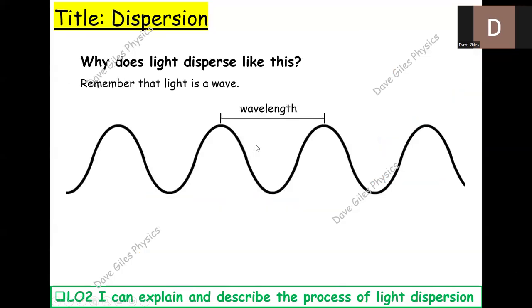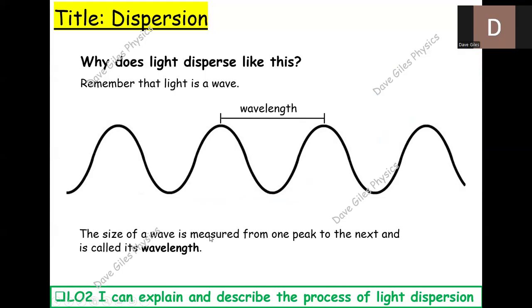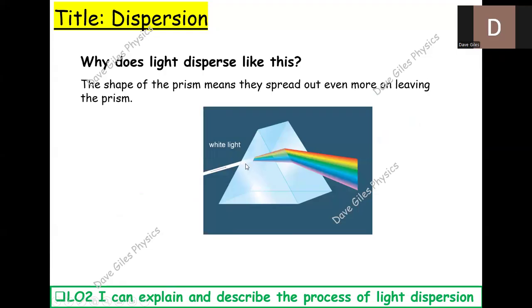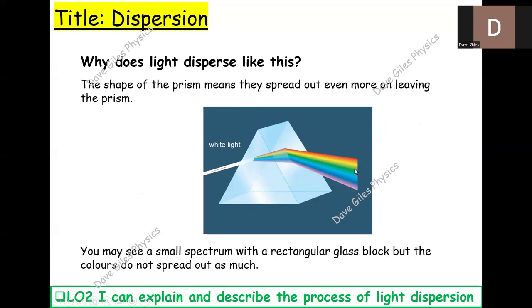So why does light disperse this way? So remember that light is a wave, and this here is the wavelength from one peak to another. The size of a wave is measured from one peak to the next and is called its wavelength. The shape of the prism means it is spread out even more on leaving the prism, like this. So they are refracted inside, then they are refracted again when they leave. You see a small spectrum with a rectangular glass block, but the colours do not spread out as much.